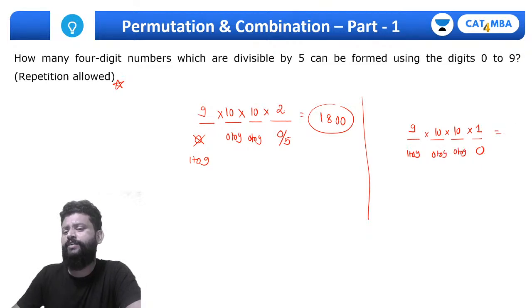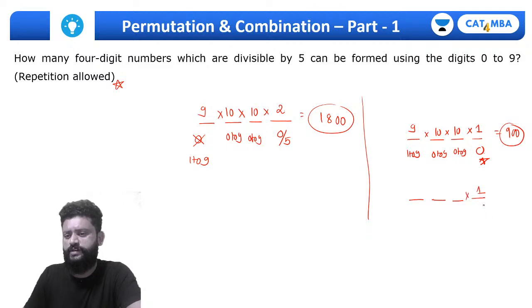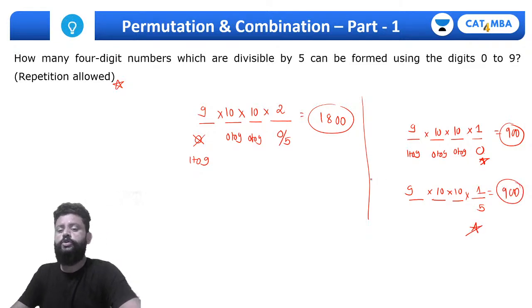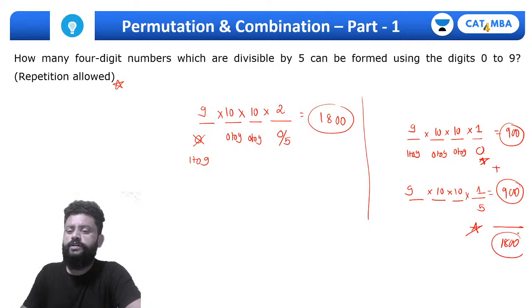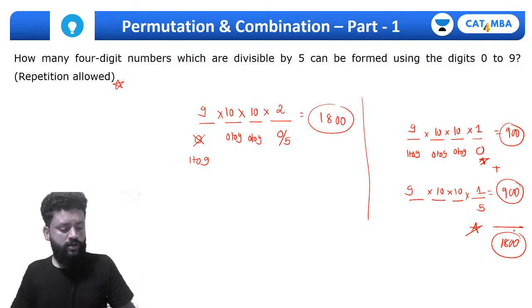Okay, so I have 900 numbers which will end with 0, and the same way if I calculate the numbers ending with 5, this will really help you to understand the next question. That's why I'm telling you this. So first is 9 choices, second 10 choices, 10 choices, and we do have 900 numbers which will end with 5. So total numbers which will end with 0 or 5, or means addition. So total numbers are 1800. That's what you can conclude.